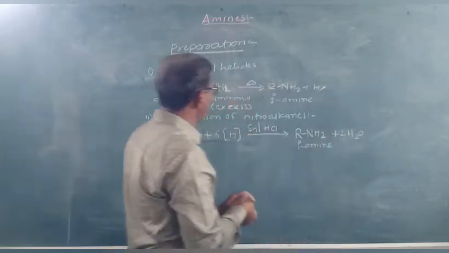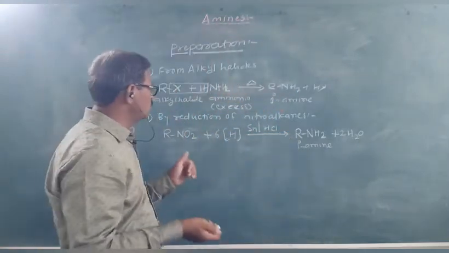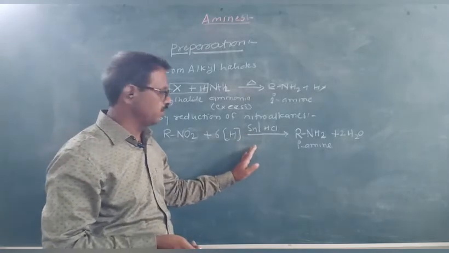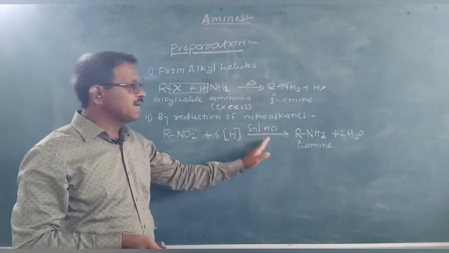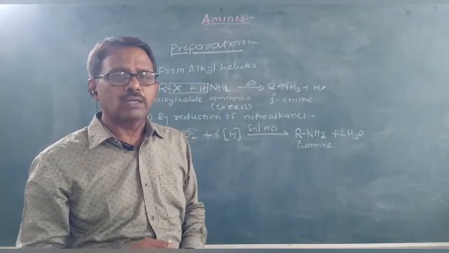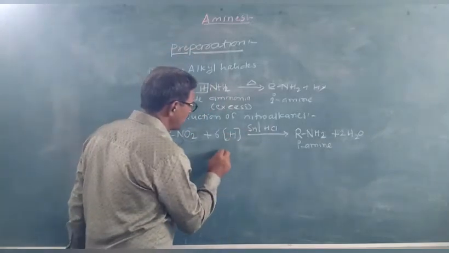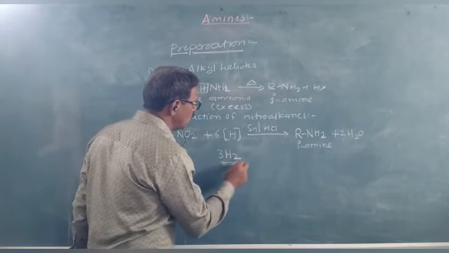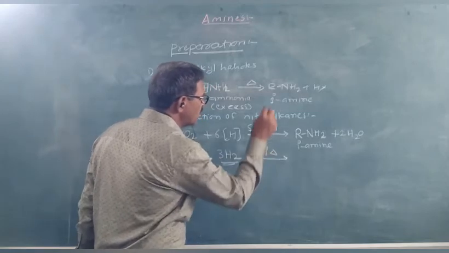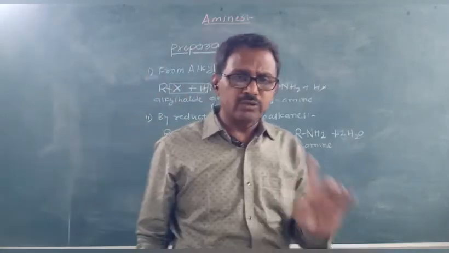Now instead of this reducing agent, Sn and concentrated HCl, we can also use a nickel catalyst. But when a nickel catalyst is used, that is a hydrogenation reaction. In the presence of nickel, platinum or palladium, we pass hydrogen gas into nitroalkanes, and the primary amine is formed. The hydrogen gas is in molecular form, with Raney nickel or platinum, palladium. These two methods we have already seen in the last period.